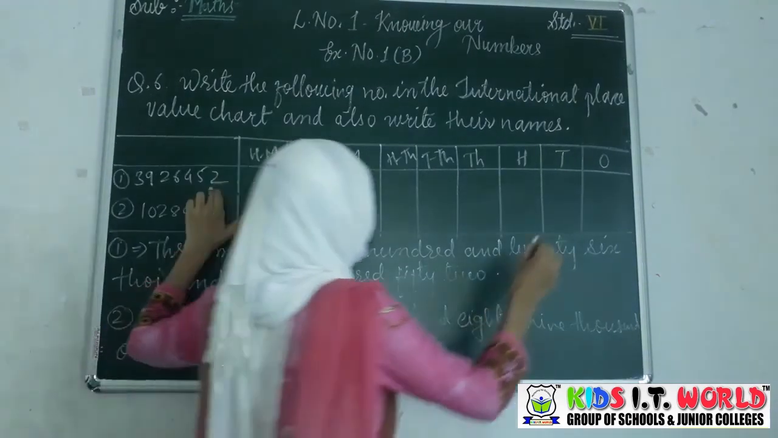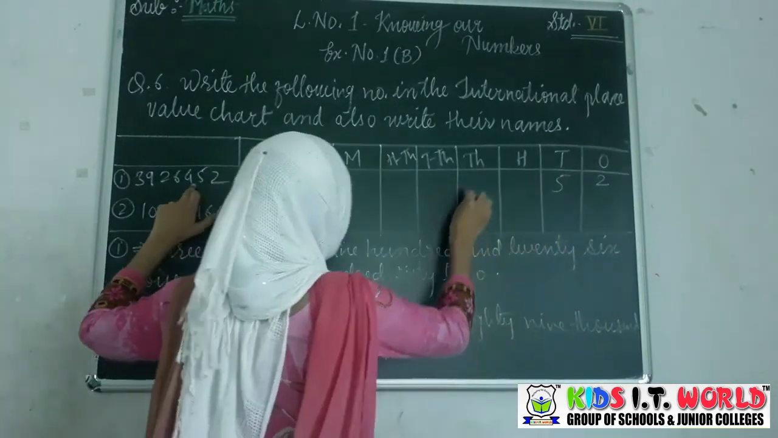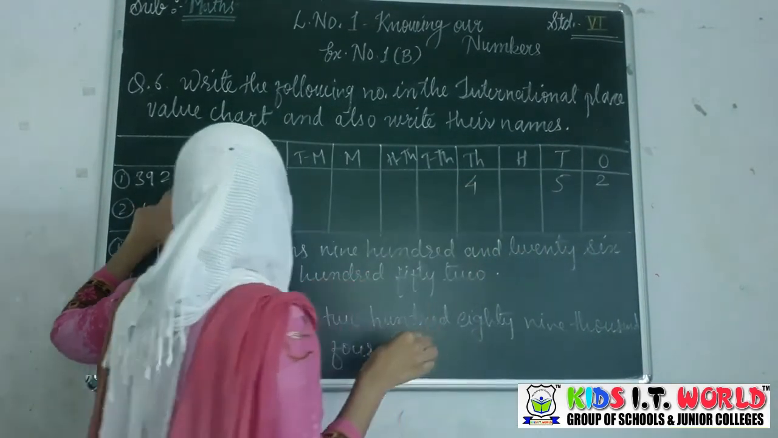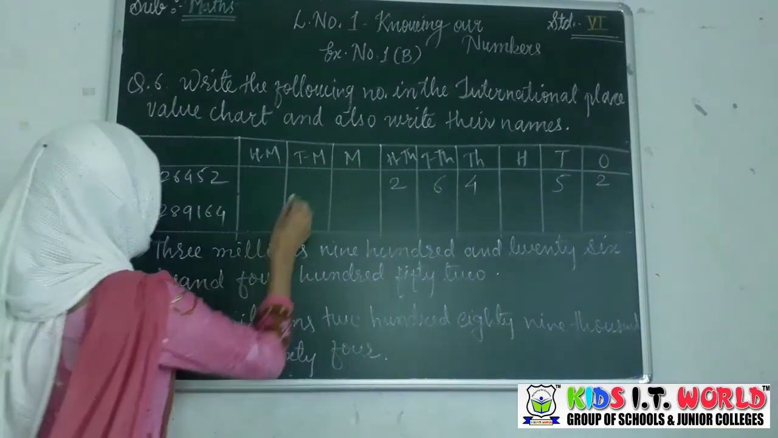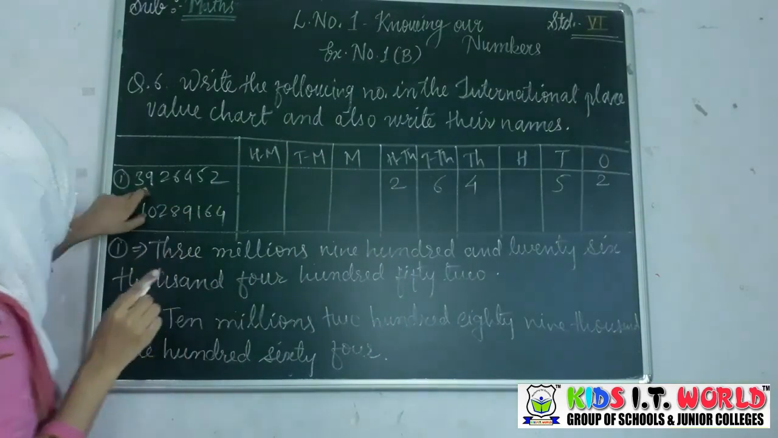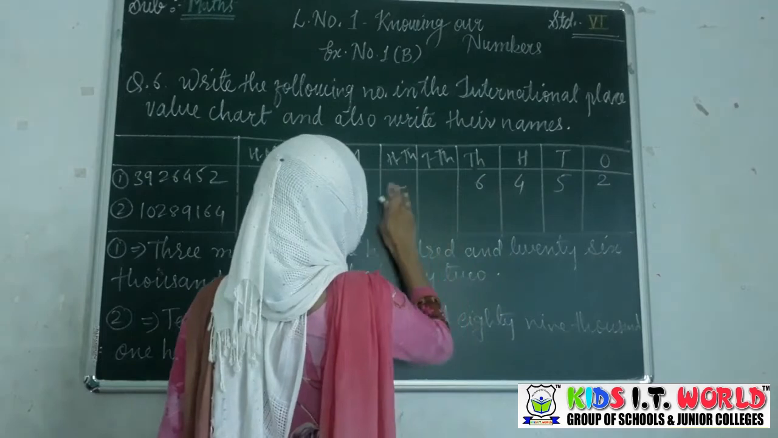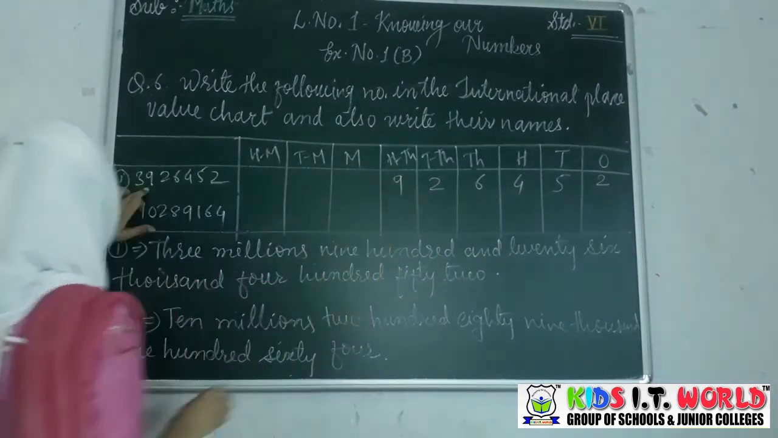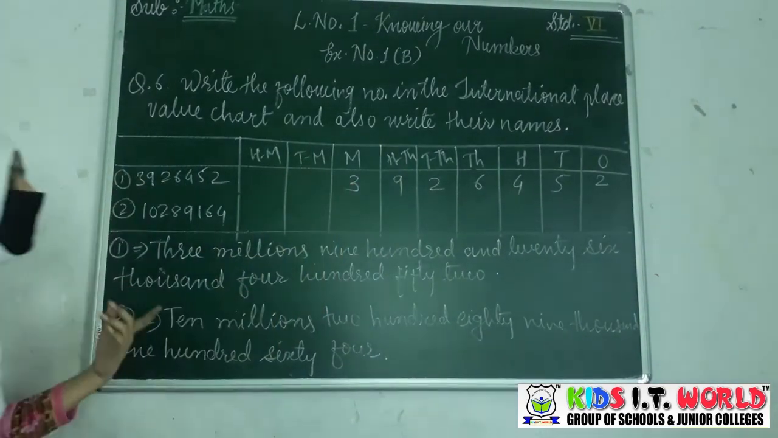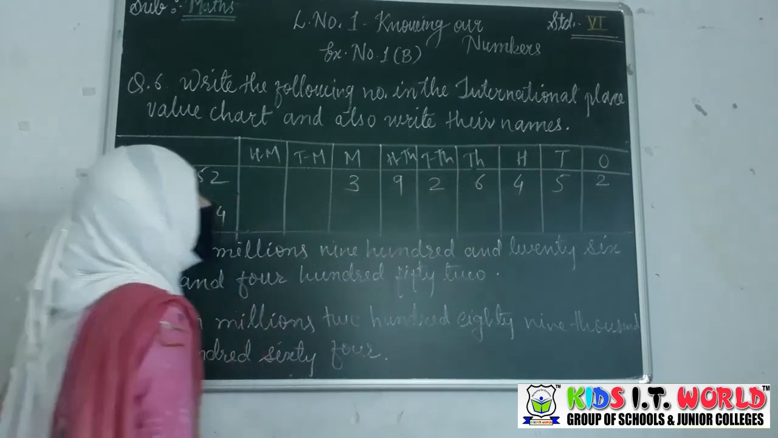So write it from the 2. So the 2 is on the ones column, on the tens it is 5, 4 on the hundreds, 6 on the thousands, then 2 on the ten thousands, 9 on the hundred thousands and 3 on the millions. In this way, first of all, you have to arrange the numbers in a place value chart. Now, according to the place value chart and with their place values, you will read the name.